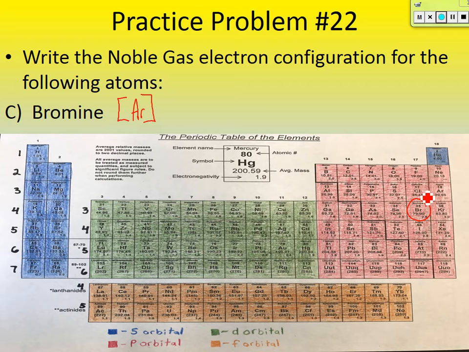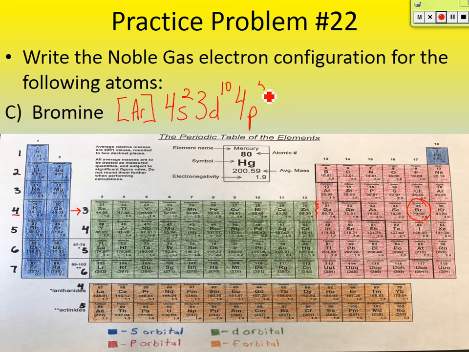So we're done with the third row. What do we come to? Tell me what to write, guys. 4s2. Then be careful here. What do we go to next? 3d10. Now we're to here. Now be careful. What do we write next? Back up to the fourth energy level. P. And how many over is bromine?